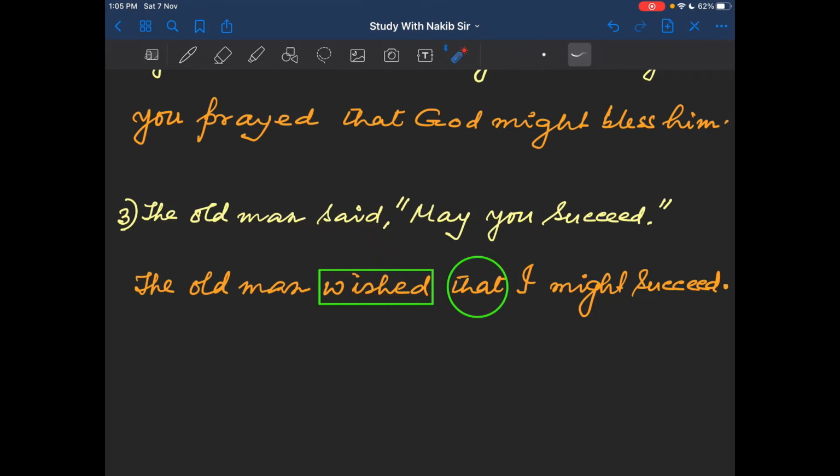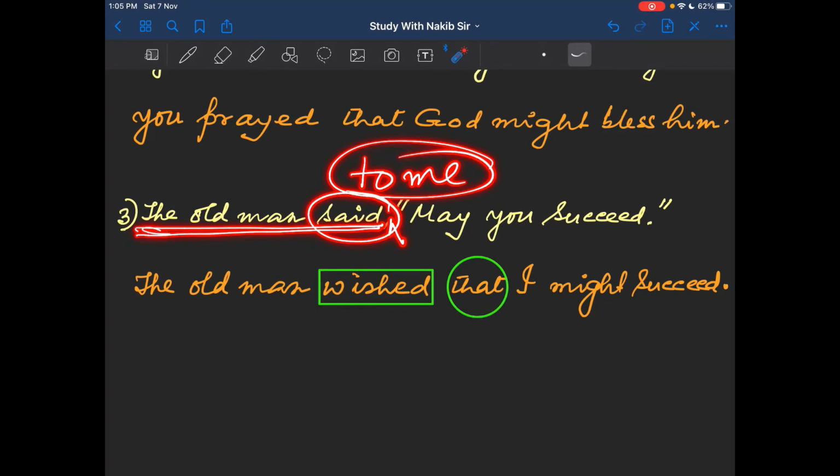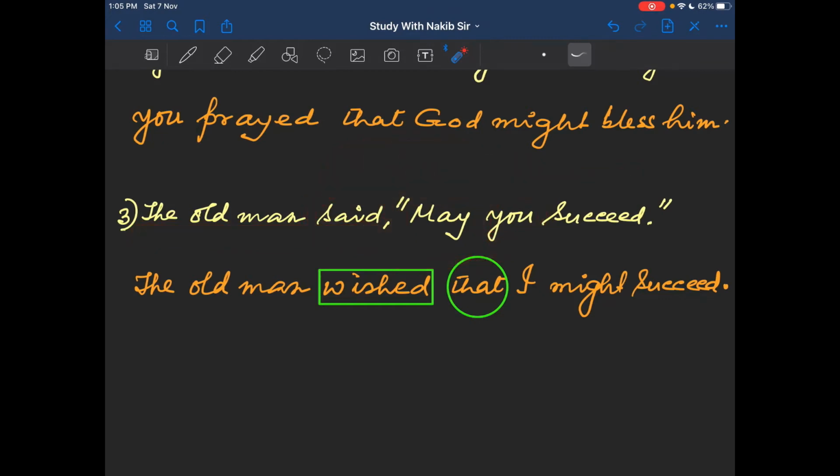Either he is saying it to me, or to you, or to someone else. Here it is supposed that the old man is talking to me. So think there is "to me" after the reporting verb in the direct speech: the old man said to me. With this reference, it is changed to the first person. So "you" is changed here to "I." So the old man wished that I might succeed.